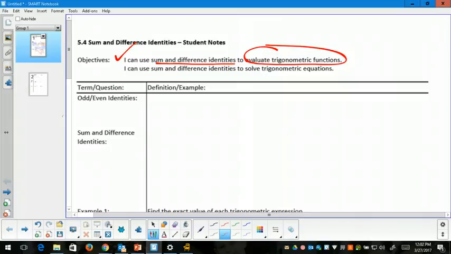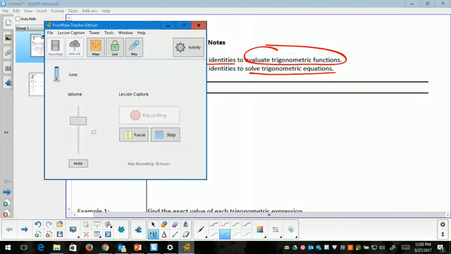In part 2, we will be continuing using those skills as we try to solve trigonometric equations. Have a great day.